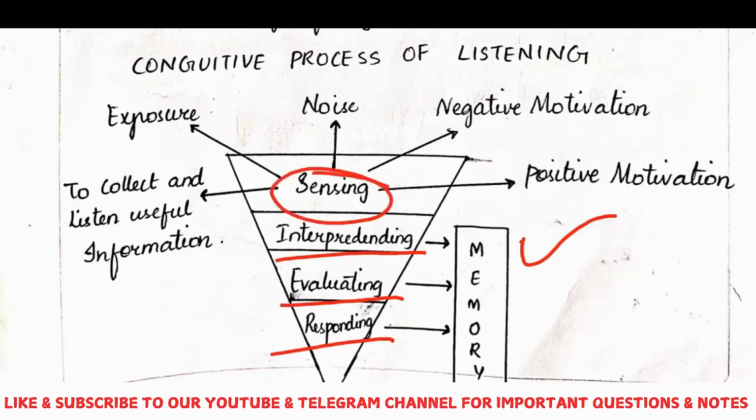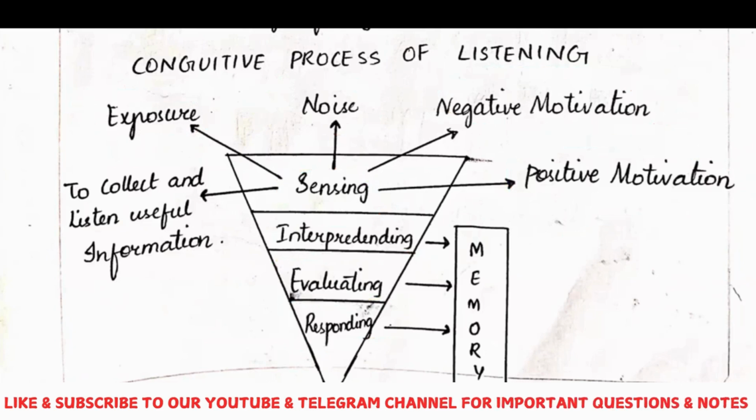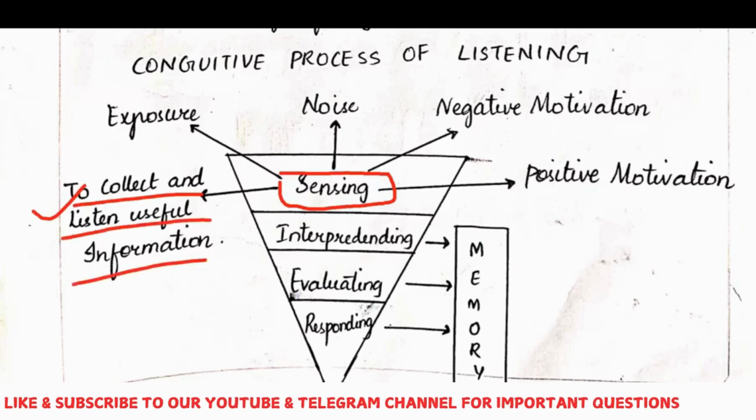Sensing has different parts: exposure, noise, negative motivation, and positive motivation. What is sensing? To collect and listen to useful information. Sense means, by listening, if I hear a new word, to collect that information. We can collect whatever information is very useful to us. It is a listening skill.